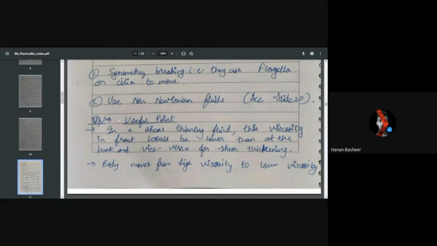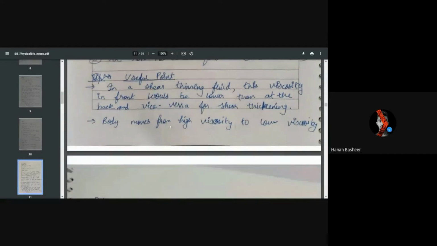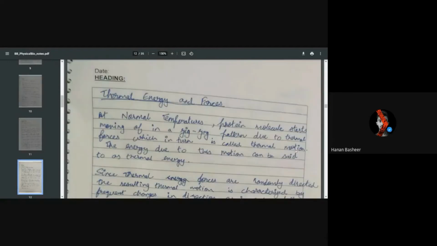As we know, in a non-Newtonian fluid, if the object retraces the motion which it did, it will still move in the forward or the backward direction. Then there's a usual point that in a shear thinning fluid, the viscosity in front would be lower than that in the back, and vice versa for shear thickening. So in the shear thickening fluid, the viscosity in front would be greater, and the body moves from high viscosity to low viscosity. This is the tendency of a body to move.